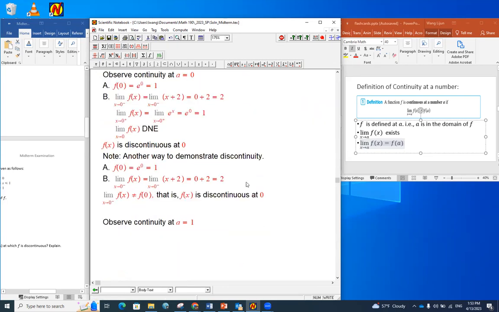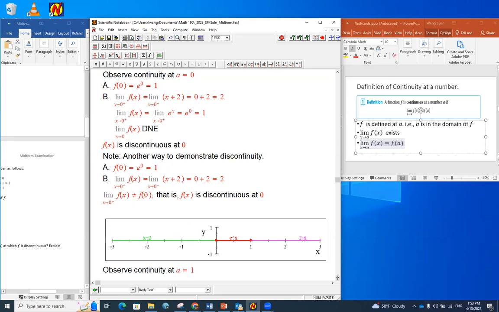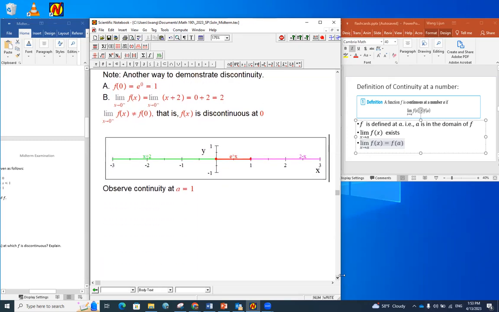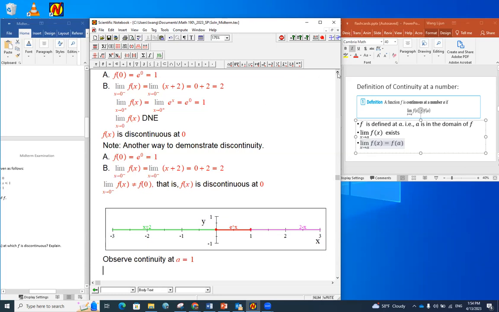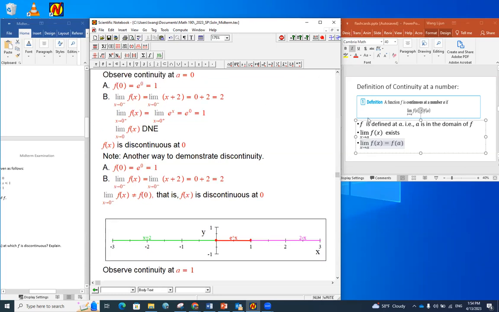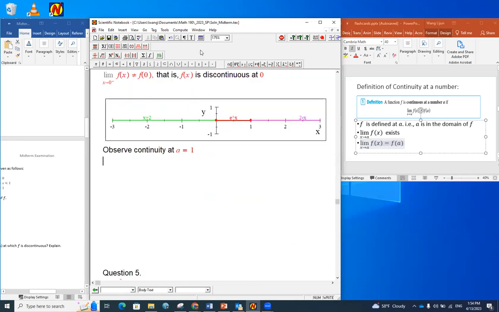I'm going to bring this picture over here. Now we're looking at 1, and we're going to look at the limit of the function. Of course, first of all, is the function defined? A, B, C. So A, B. What is f of 1?